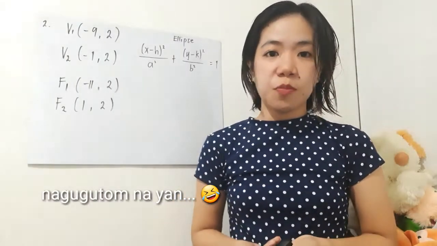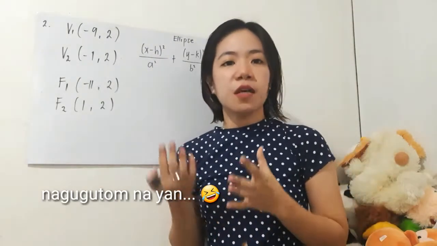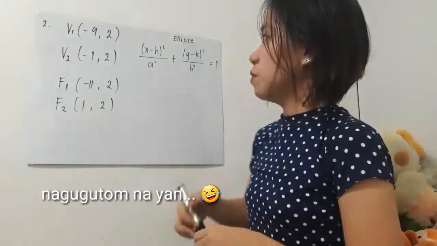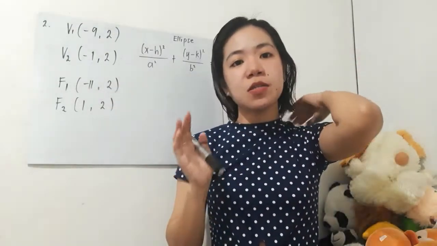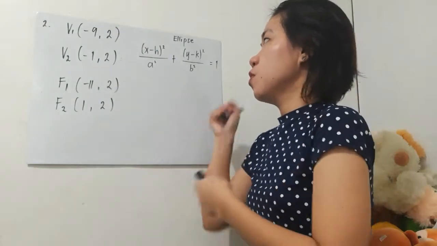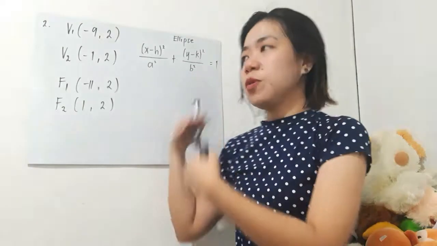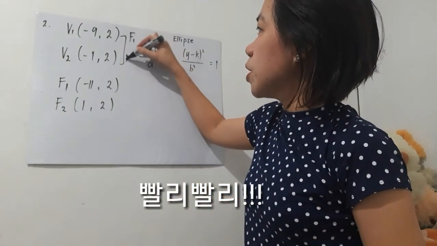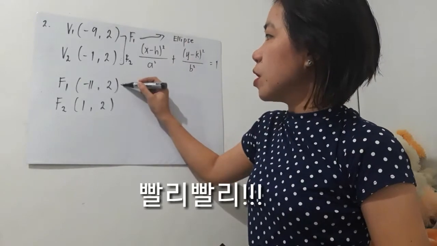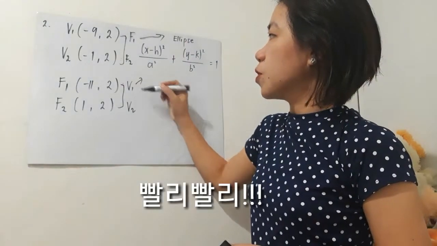Alright, so a while ago, based on the problem, the vertices of the given hyperbola are actually the foci of the ellipse that we are looking for. And the foci of the given hyperbola are the vertices of the ellipse that we are looking for. Okay, we reverse these two. So again, this becomes our foci, f sub 1 and f sub 2 for the ellipse, and this becomes our v sub 1 and v sub 2 for the ellipse.